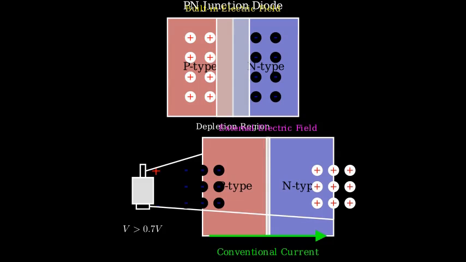Let's look at the current-voltage characteristic of a forward bias diode. You can see that below the threshold voltage, very little current flows. Once the threshold is exceeded, the current increases exponentially with voltage. This relationship is described by the diode equation, I = I_S (e^(V/V_T) - 1), where I_S is the reverse saturation current, and V_T is the thermal voltage, which is about 25 millivolts at room temperature.